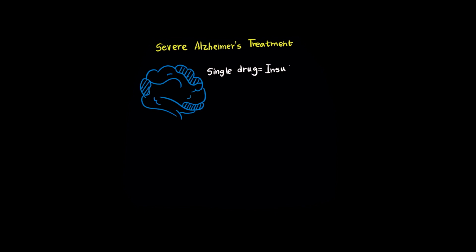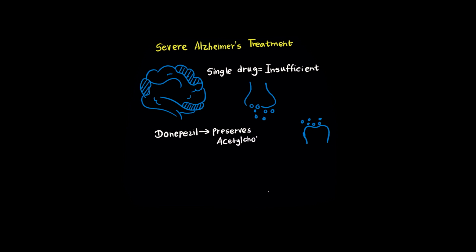Managing severe Alzheimer's disease requires understanding combination therapy rationale. As Alzheimer's progresses to severe stages, single medications become insufficient. The brain experiences massive neurotransmitter dysfunction, involving both cholinergic and glutamatergic systems. Donepezil, a cholinesterase inhibitor, preserves acetylcholine by preventing its breakdown, supporting memory and cognition. Memantine works differently. It's an NMDA receptor antagonist that regulates glutamate, preventing excitotoxicity while maintaining normal signaling.